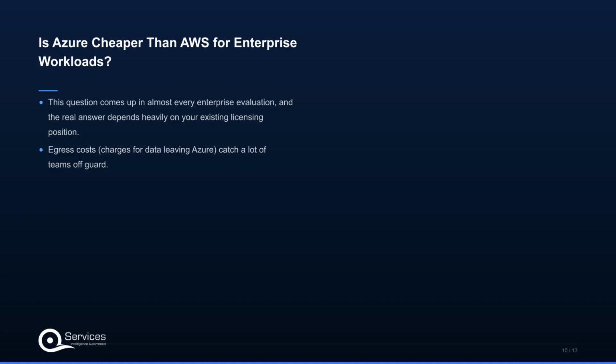Gartner's cloud strategy research consistently shows that organizations migrating Microsoft workloads to Azure see better total cost of ownership than those moving the same workloads to AWS.